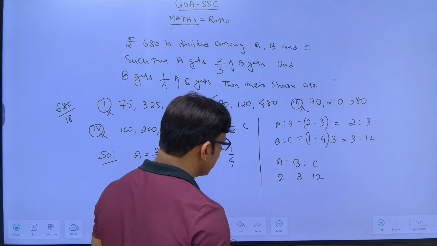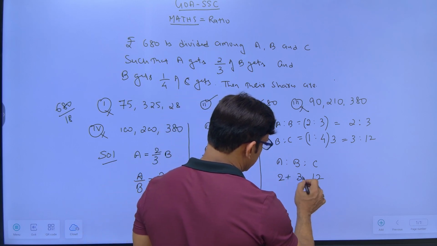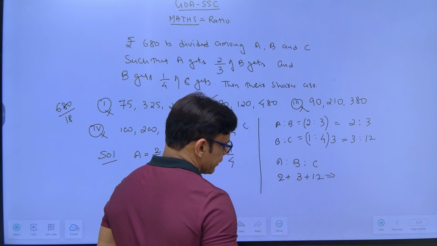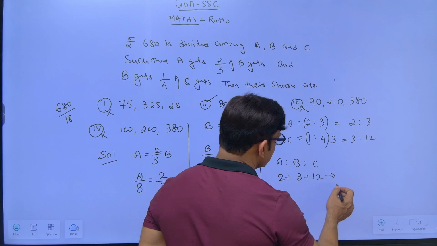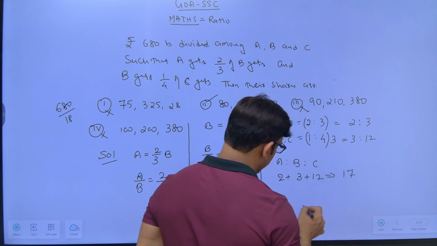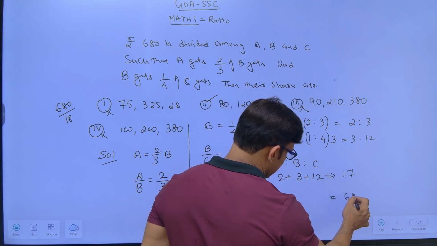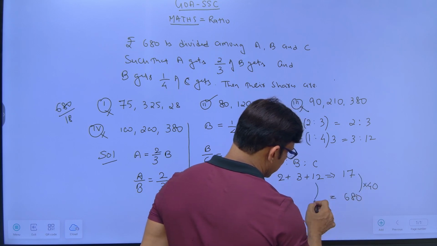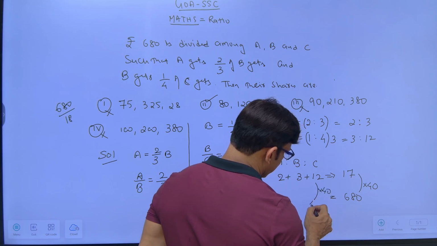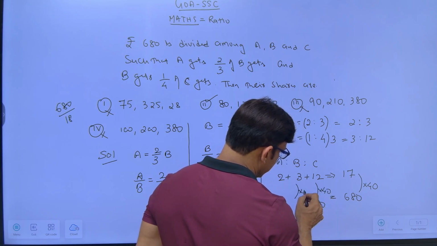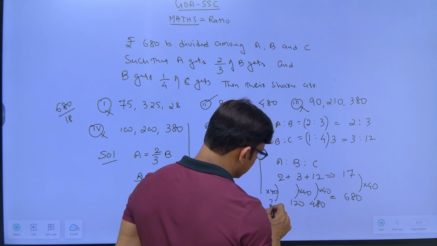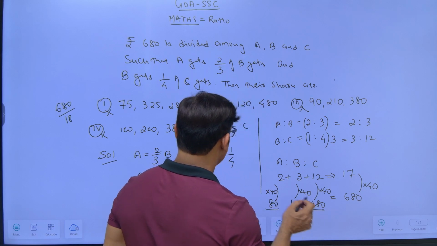But then if I take this on ratio scale, so this is how much? No, correct. 17 on ratio scale. But on actual scale their sum is 680. So 17 fours are 68, 40. So 12 into 40, which is 480. 3 into 40, which is 120. And 2 into 40, which is 80. So 80, 120 and 480.